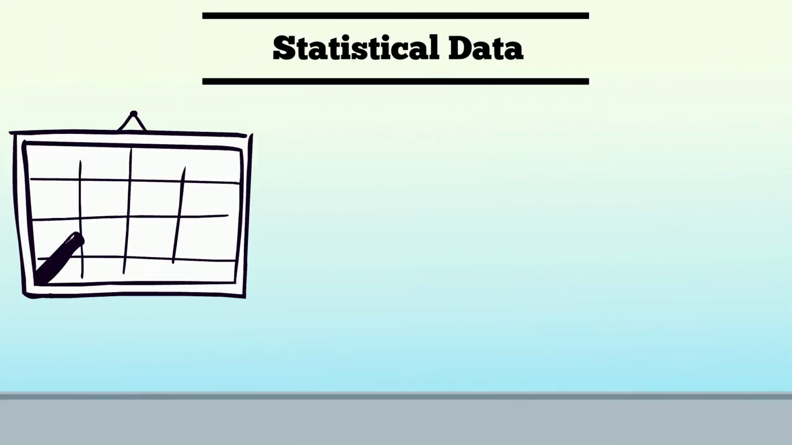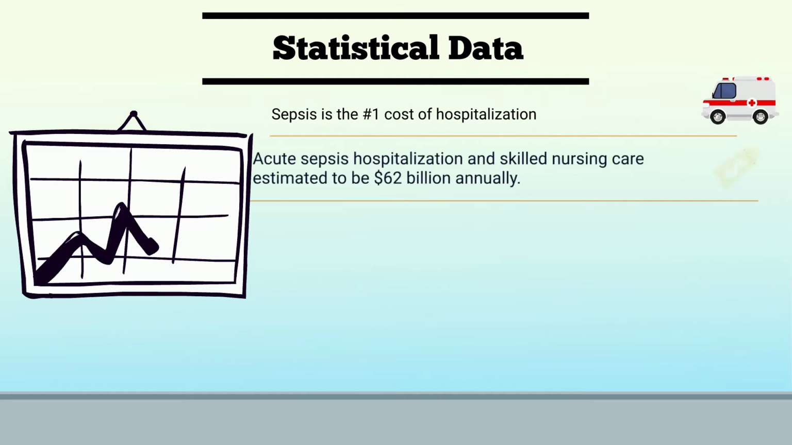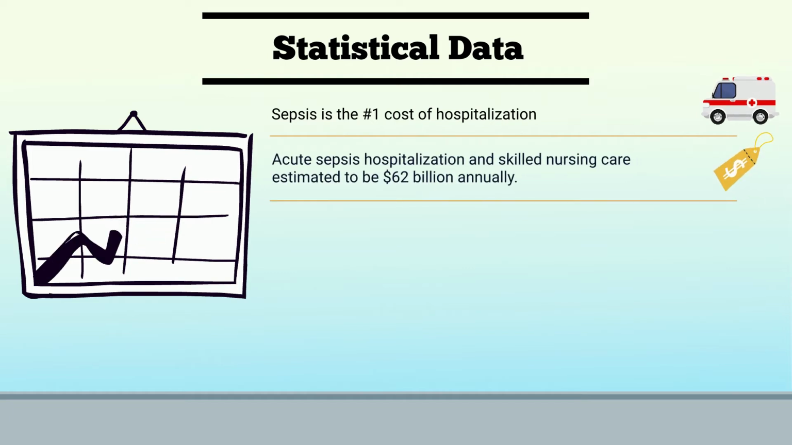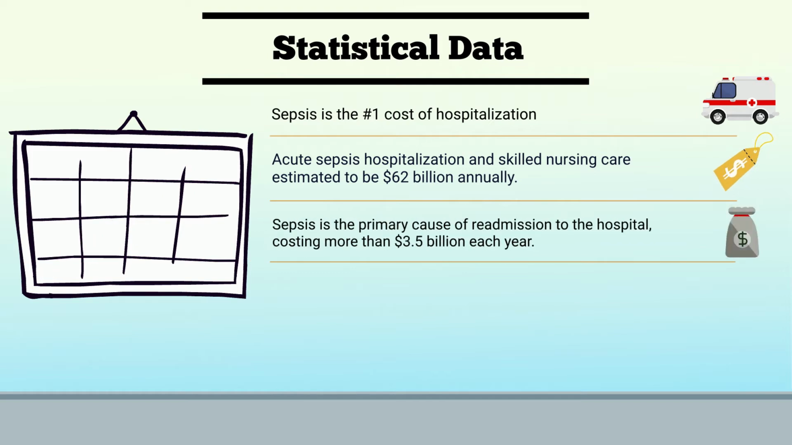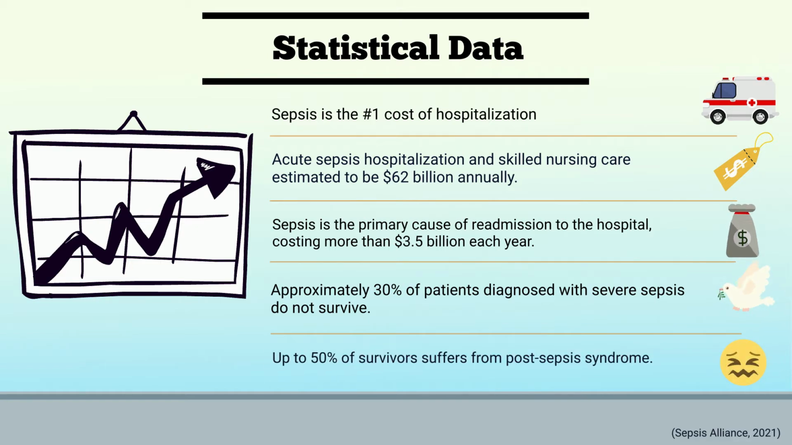According to statistics, sepsis is the #1 cause of hospitalization. We spend about $62 billion each year for acute sepsis hospitalization and skilled nursing care, an additional $3.5 billion on sepsis readmission. Approximately 30% of patients diagnosed with severe sepsis do not survive, and up to 50% of sepsis survivors suffer from post-sepsis syndrome.